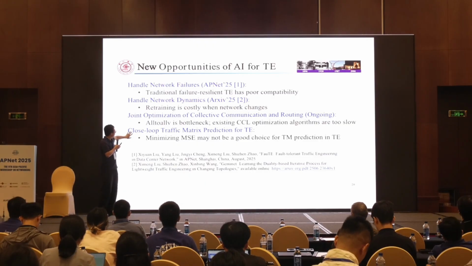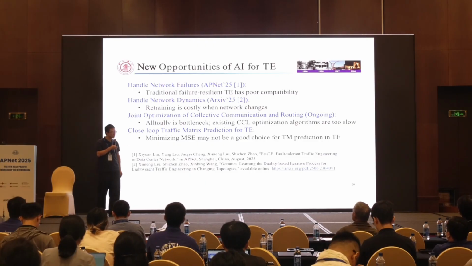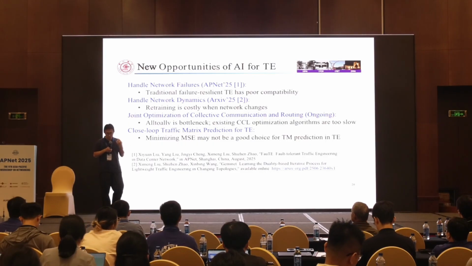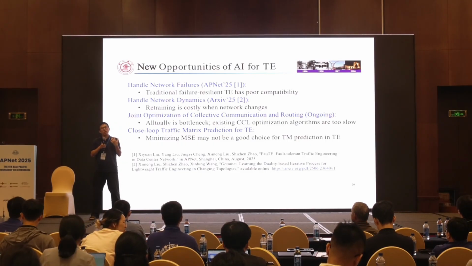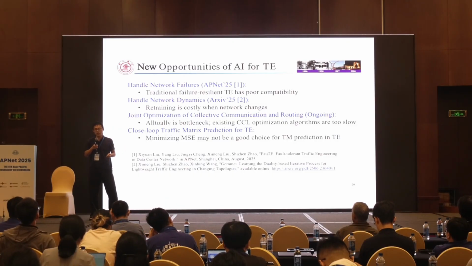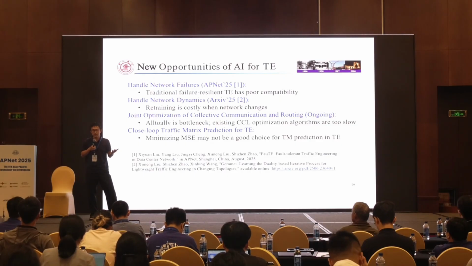So the last one is closed-loop traffic matrix prediction for TE. Usually when we do TE, we believe that we need a traffic matrix. But how do we get a traffic matrix? We think maybe we can predict a traffic matrix. But the prediction is inaccurate.